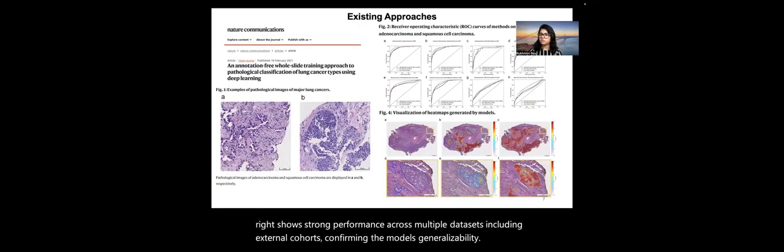At the bottom, the heat maps illustrate how the model localizes diagnostically relevant regions despite never being given pixel-level supervision. These attention maps highlight tumor-rich areas and subtype-specific histologic patterns, reflecting the model's learned interpretability. Overall, this work established that weakly supervised deep learning can match traditional pathology performance while dramatically reducing labeling burden.